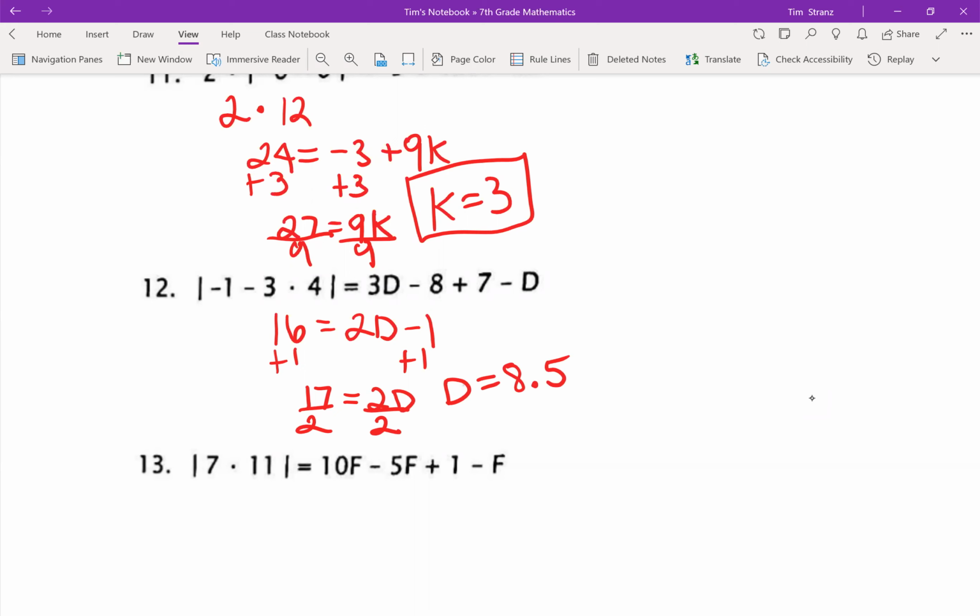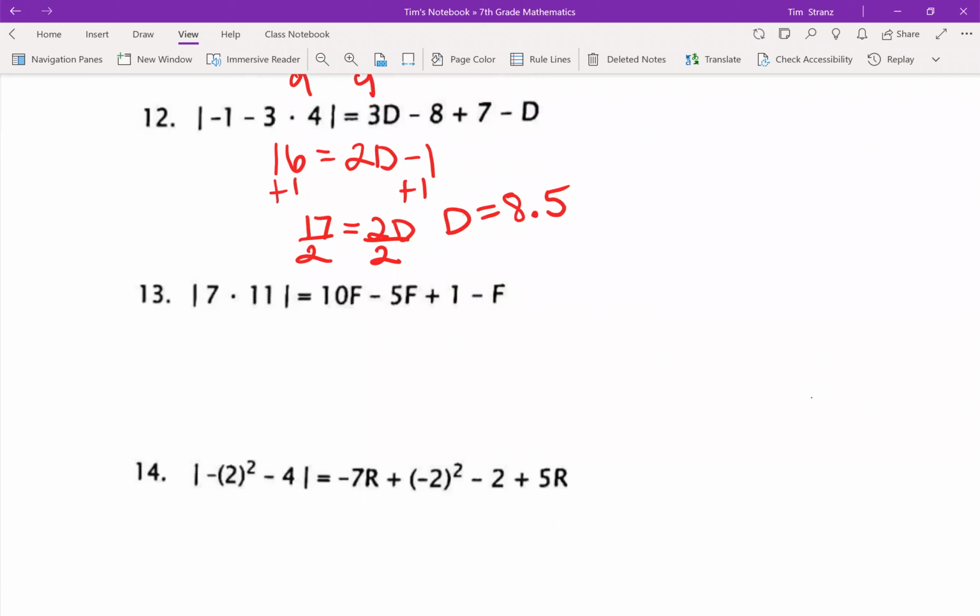Okay, that's kind of a strange answer to get. Let me make sure I did that right. So on the left side, -1 minus -3 is -4. -4 times 4, -16, that's right. On the right side, 3D minus 1D is 2D, and -8 plus 7 is -1. Okay, yep, that is correct.